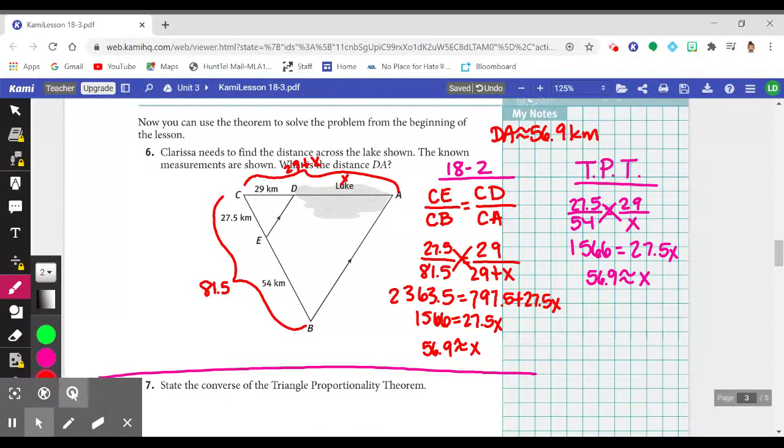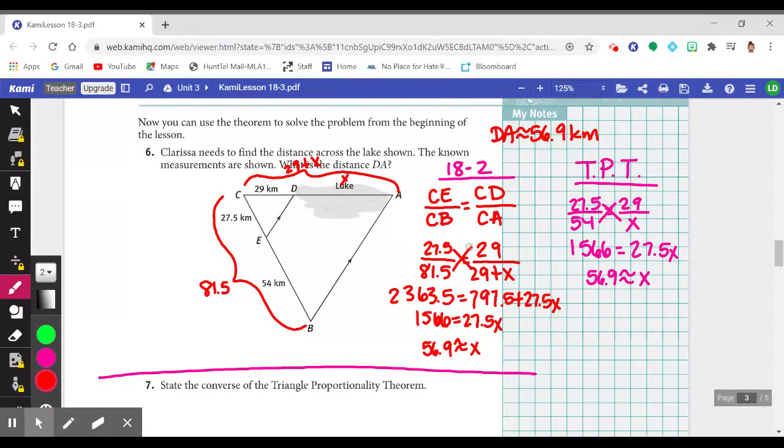Okay, so now that we have seen the triangle proportionality theorem, you can use the theorem to solve the problem from the beginning of the lesson. Notice I showed you the method from lesson 18-2, and then I showed you the method using the triangle proportionality theorem. Obviously, one is shorter than the other, and this should be our go-to. Remember, the only reason we can use the theorem is if these two sides are parallel to each other. That's very important here, because if this line is parallel to a side of a triangle, then this line divides this larger triangle proportionally.